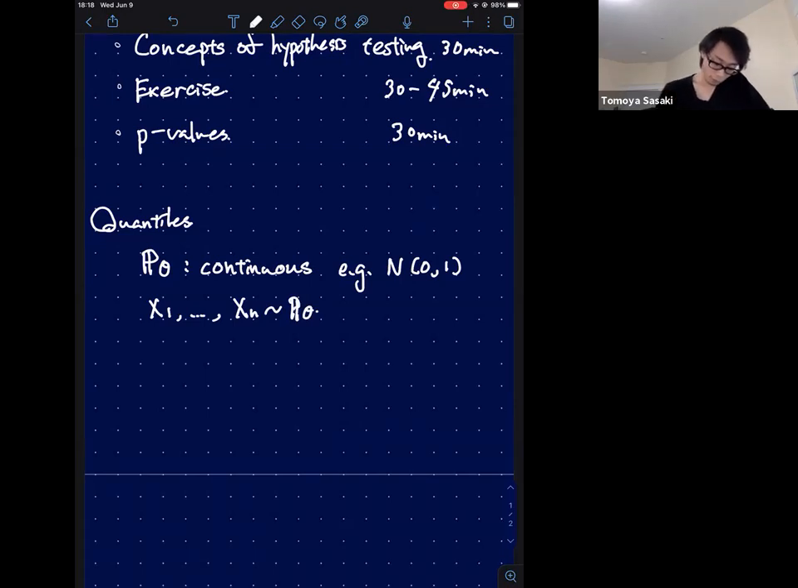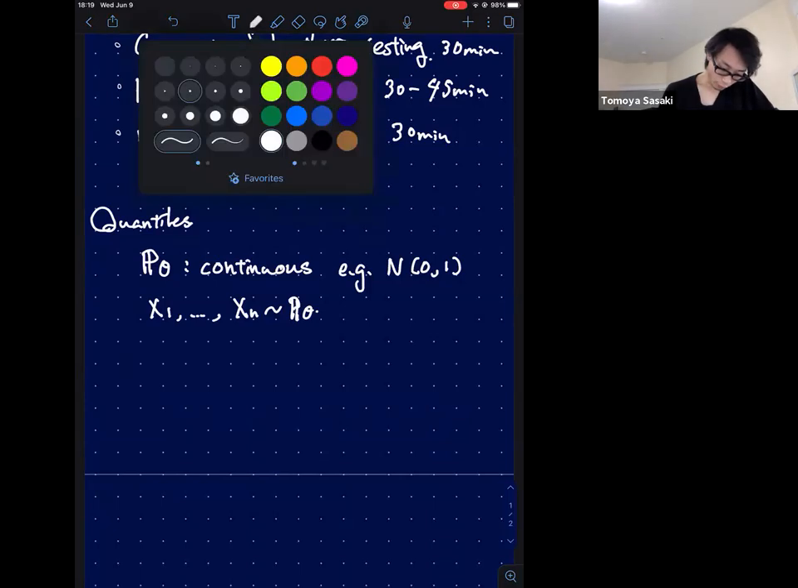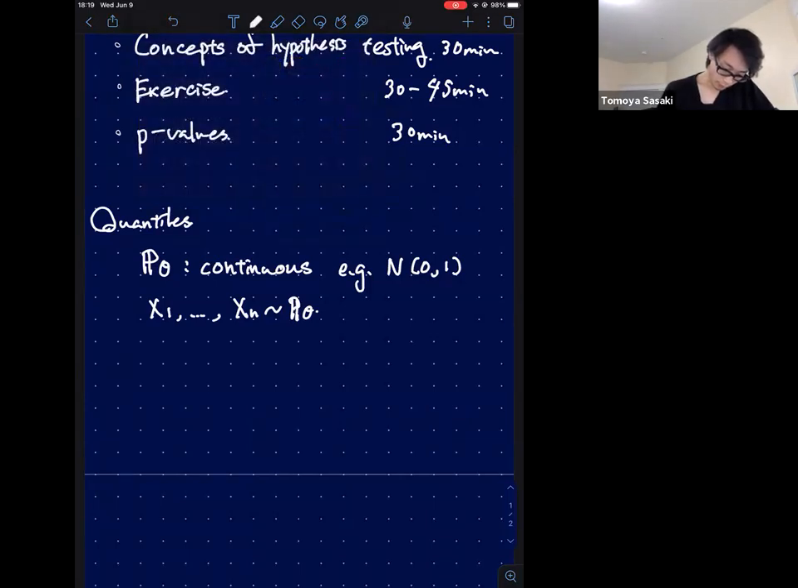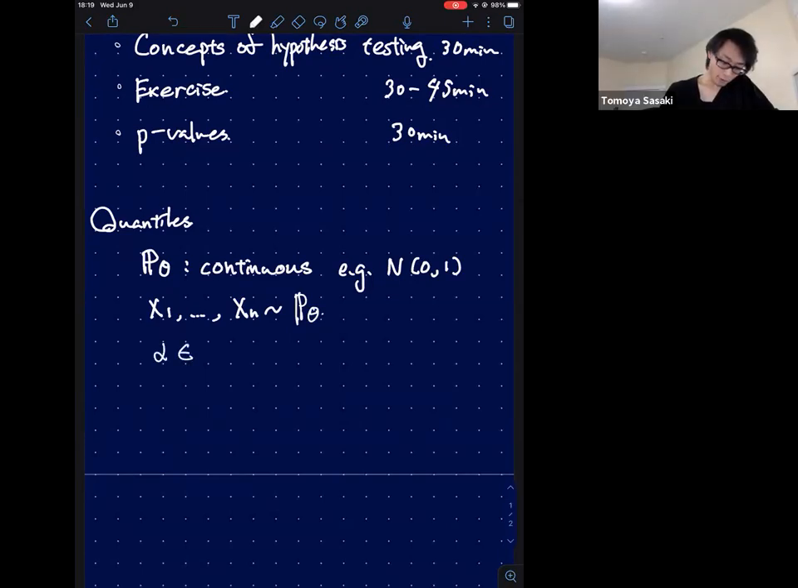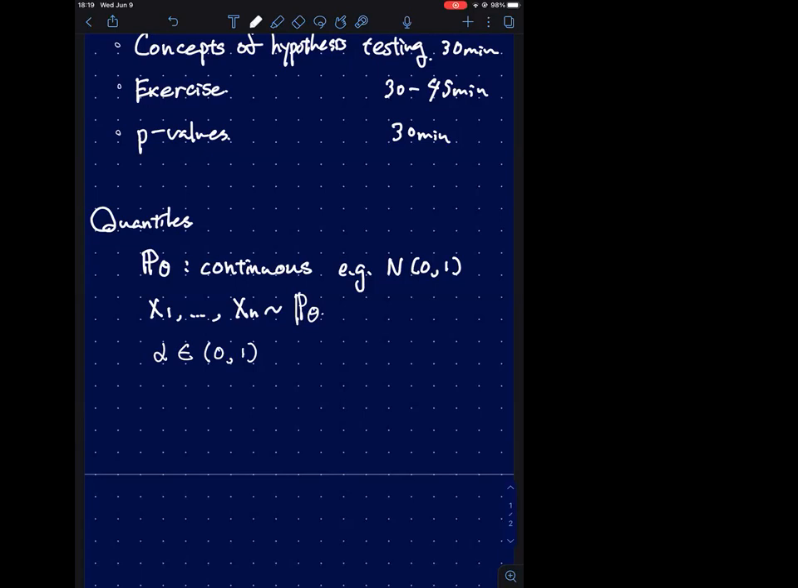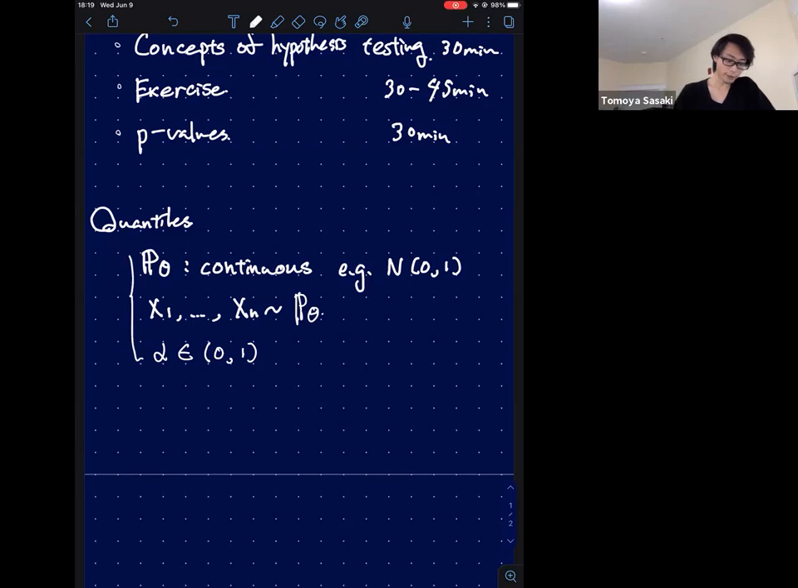And let's also define a value alpha, which lies between 0 and 1. Do you have any questions so far about the setting that we're talking about right now? Are we all good? Okay. Great. Thank you. So this is the basic setting we're talking about.